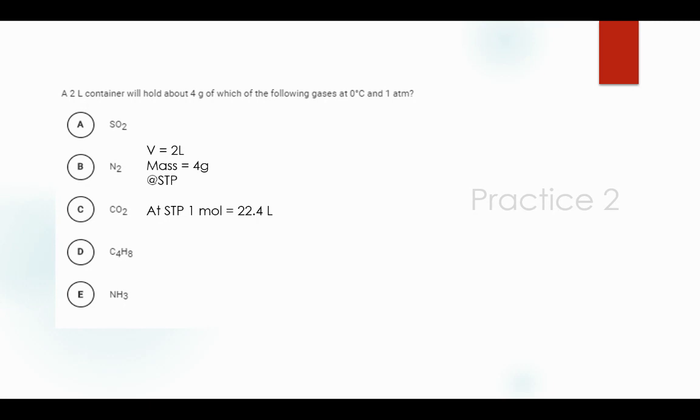We also know that molar mass is equal to grams per mole. Now, all of these answers have different molar masses. So if we know the molar mass of our sample, then we can figure out which gas we would have. So our molar mass is in units of grams per mole. Well, we're given grams right here.